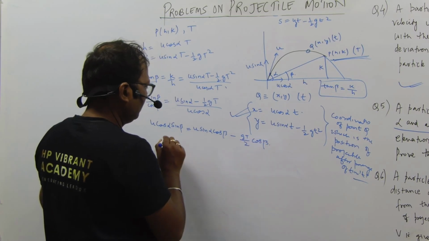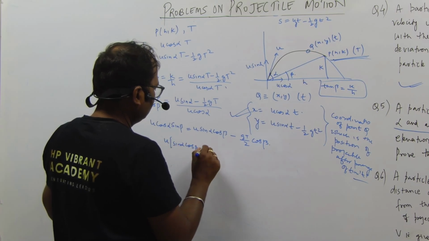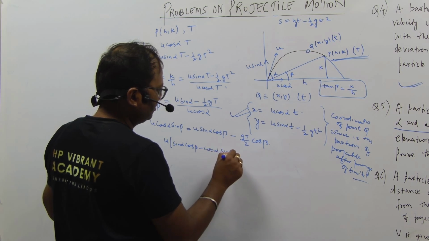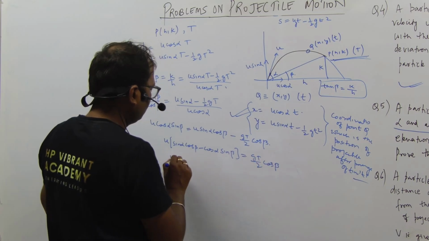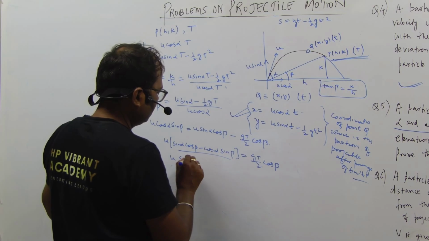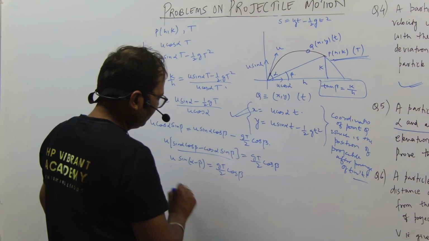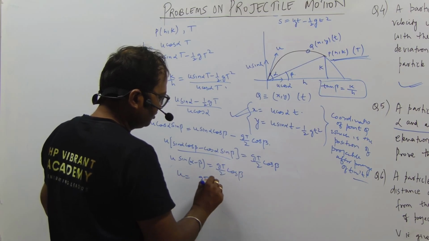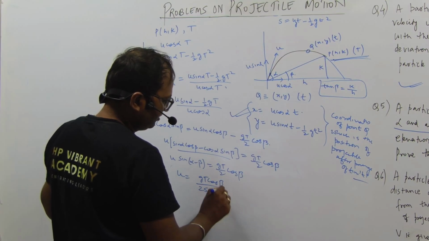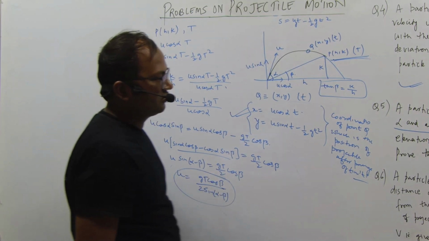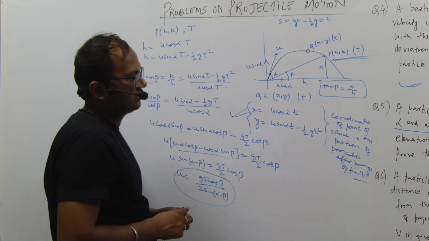So we have u of sin alpha cos beta minus cos alpha sin beta is equal to gT upon 2 cos beta. This we can write as u of sin of alpha minus beta is equal to gT upon 2 cos of beta. So from here u is equal to gT cos beta upon 2 sin of alpha minus beta. This is the expression for the initial velocity, which was asked in the question.